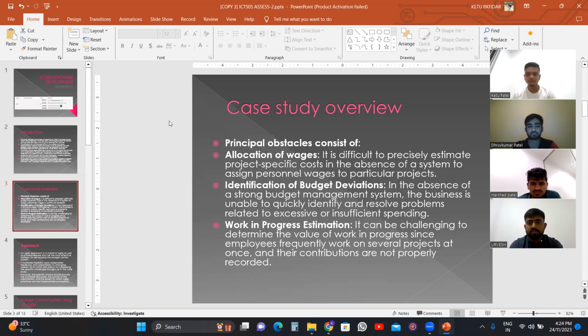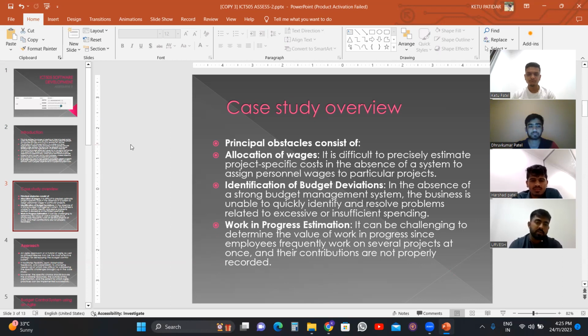In the next upcoming slide we see the case study overview, where we clearly see the different areas of how we minimize expenditure and how we expand the 30 people small company. First is the allocation of the wages, that means all about the salary and expenditure. It is difficult to precisely estimate the project specification cost, because when this type of project is running we need to update the project. So sometimes the wages can rise, sometimes they decline, so we need to be careful.